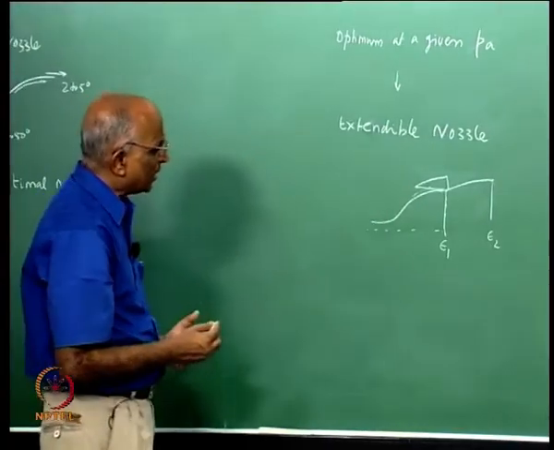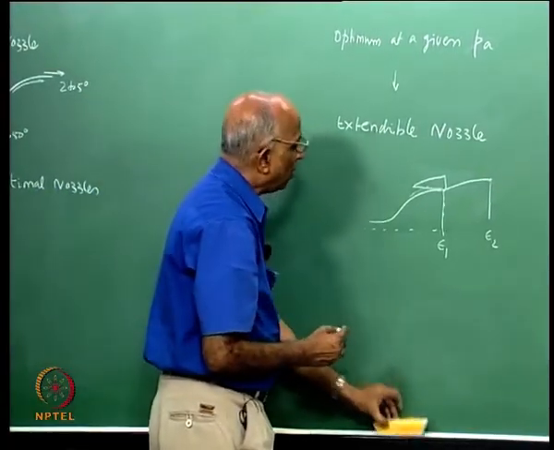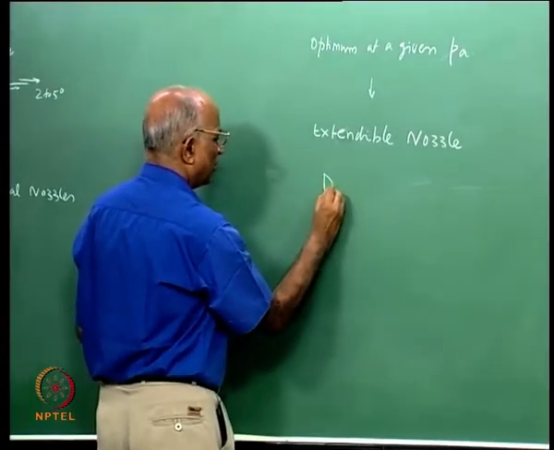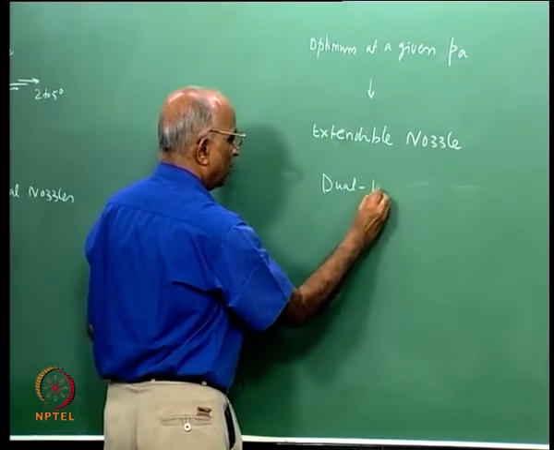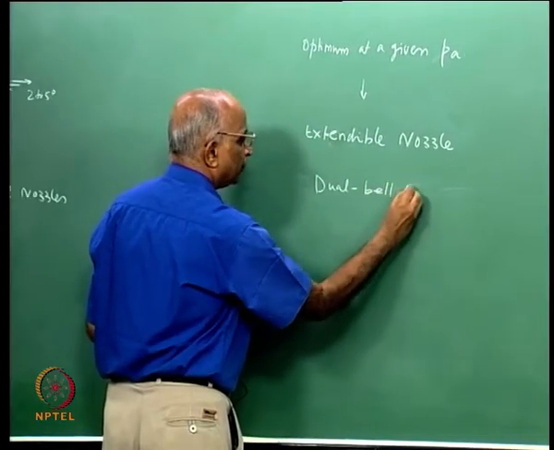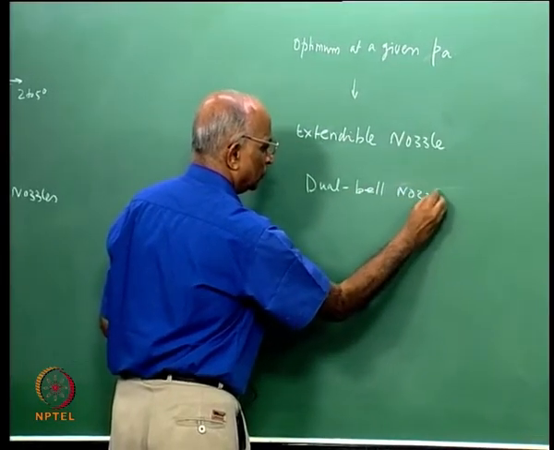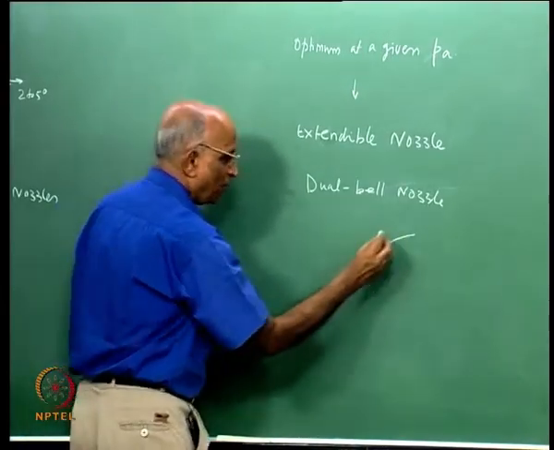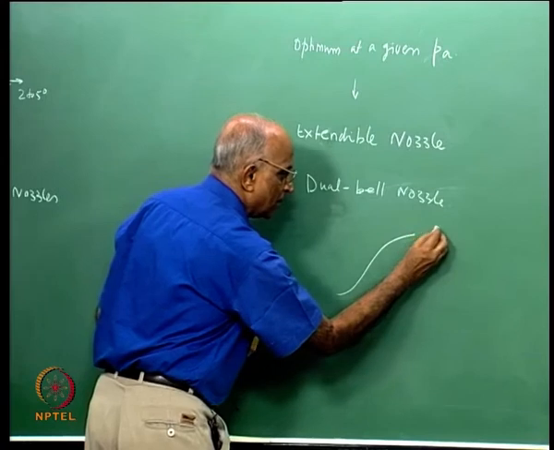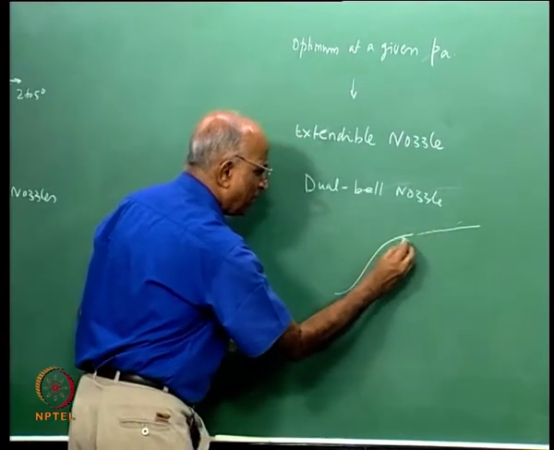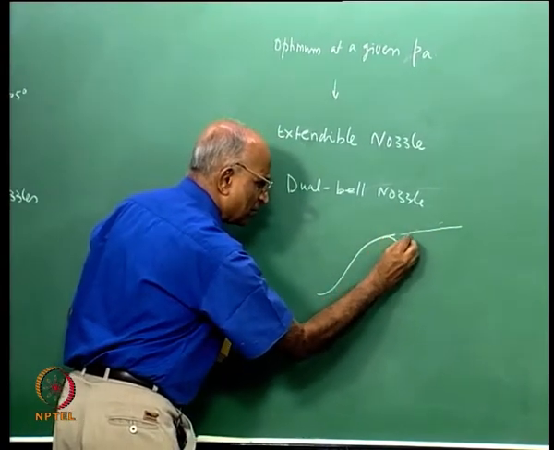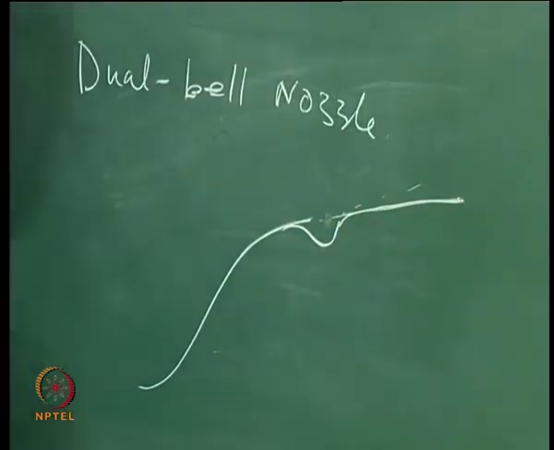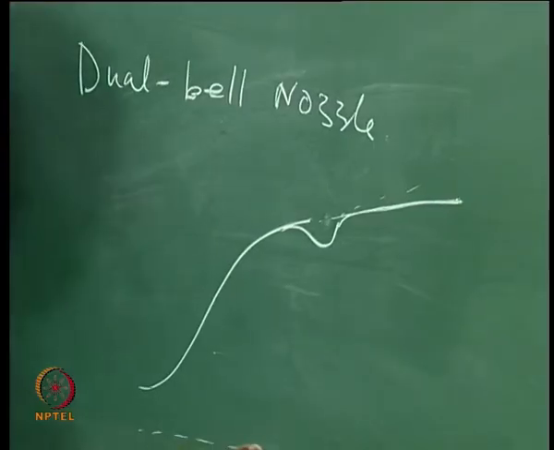If instead of having an extendable nozzle, the other alternative is, why not have a double bell nozzle or something like a dual bell nozzle. In other words, I have a nozzle like this, I want to increase the area ratio still further. What I do is I put something like a step over here, and then I continue this nozzle profile like this. Now this is my center line.